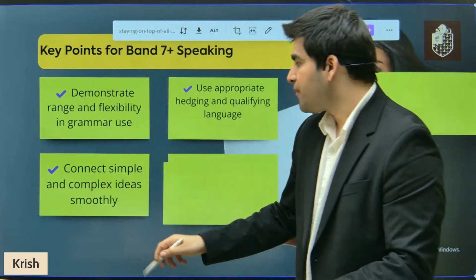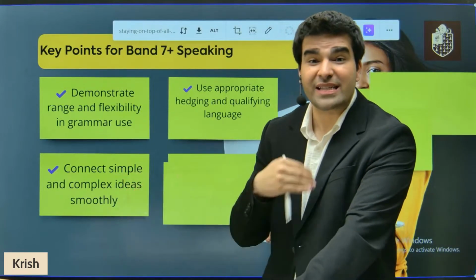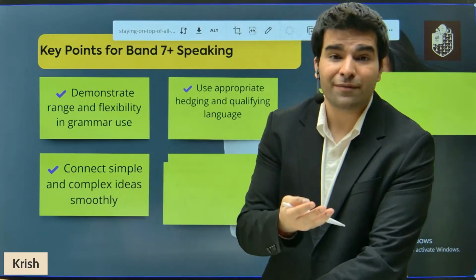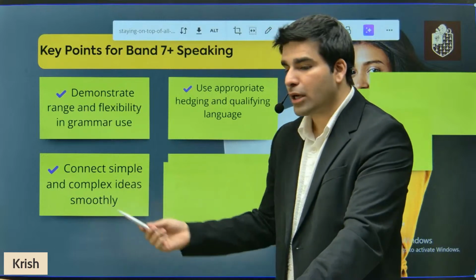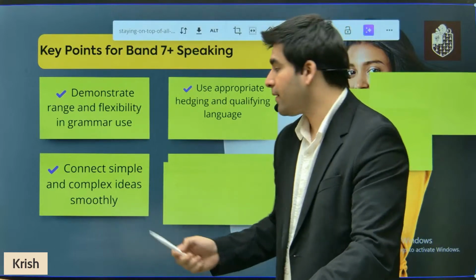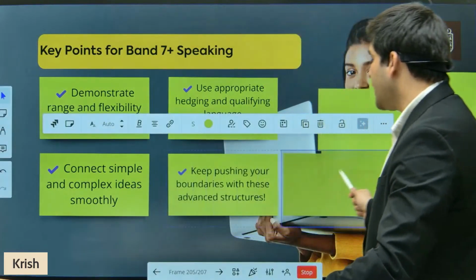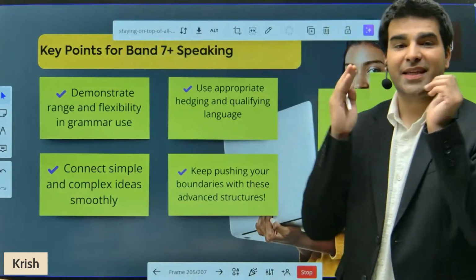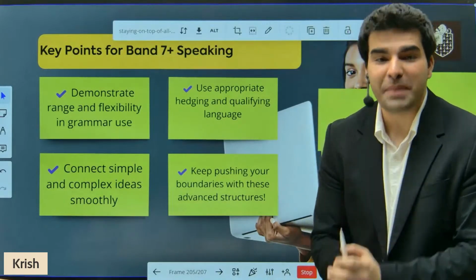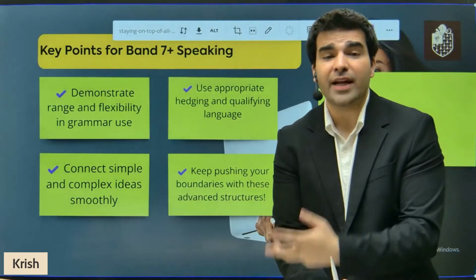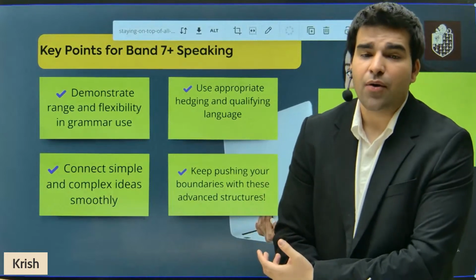So make sure that you use both simple. So there's double checking that happens. A lot of people do not know that. So simple and complex sentences that sort of go together. And finally, keep pushing your boundaries. Don't be afraid to use these structures.